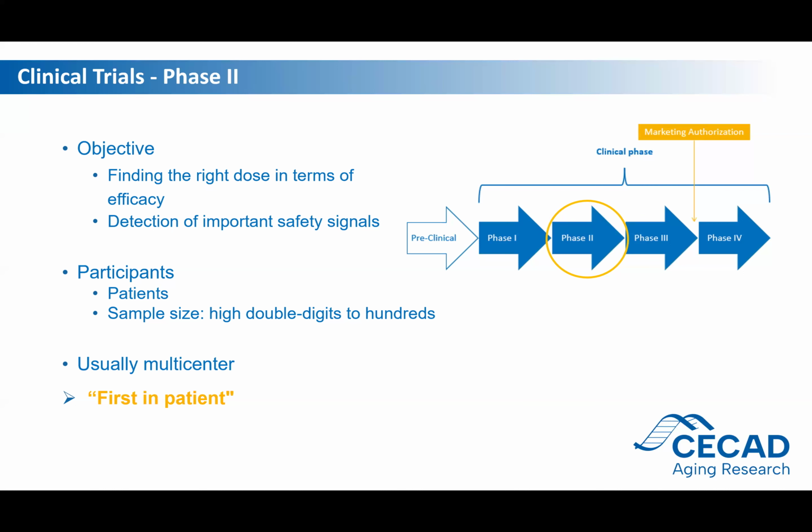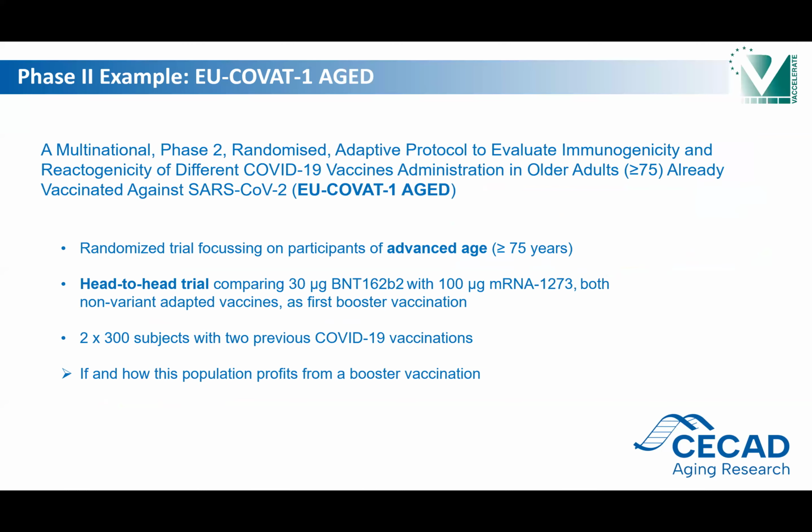And to make this a bit clearer to you, I want to present one of our own studies, which was also a phase 2 trial called a multinational phase 2 randomized adaptive protocol to evaluate immunogenicity and reactogenicity of different COVID-19 vaccine administration in older adults already vaccinated against SARS-CoV-2. And to break it down a bit, we will go through the different aspects of this phase 2 trial. It was a randomized trial focusing on participants of advanced age, so 75 years and plus.